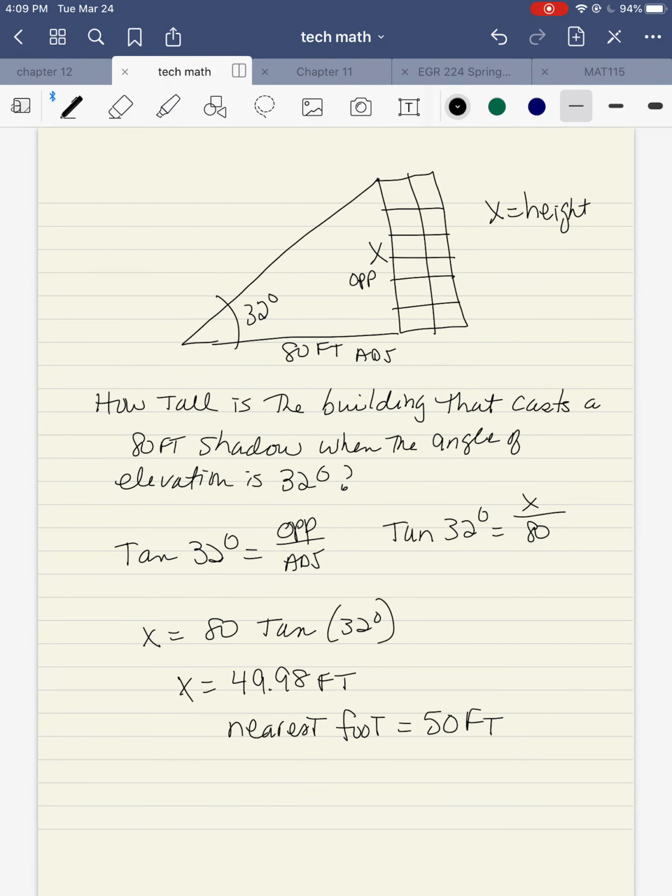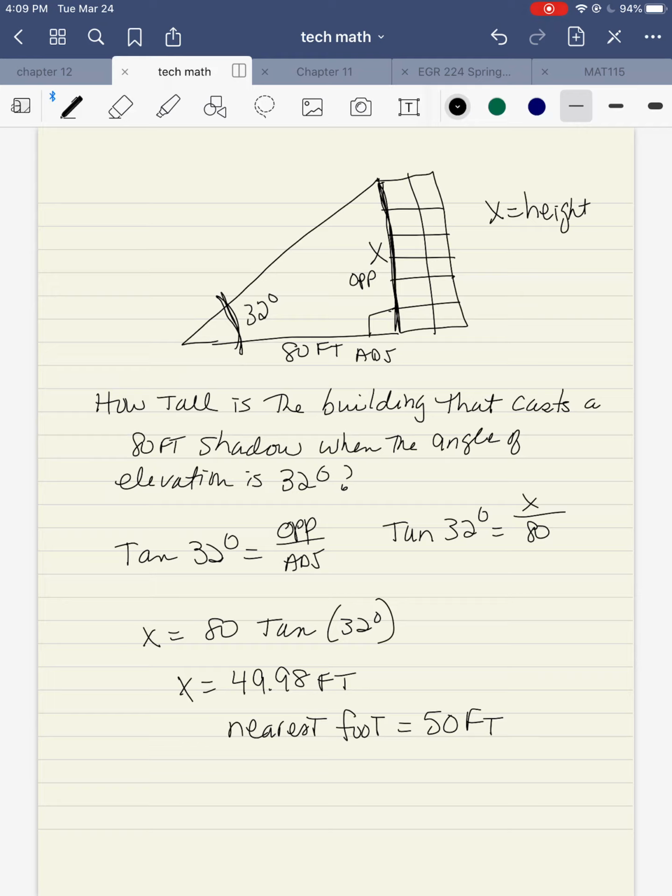And finally, this problem deals with the angle of elevation. How tall is the building that casts an 80-foot shadow? So I've labeled the 80-foot shadow when the angle of elevation is 32 degrees. So here, with the angle of elevation, you don't have to look for any other angle, you just pretty much use that. So if I want to see how tall the building is, that's this length right here, that's my x. When I label my sides according to the angle of elevation, I have my adjacent side here, this is my right triangle, and this is my opposite side.